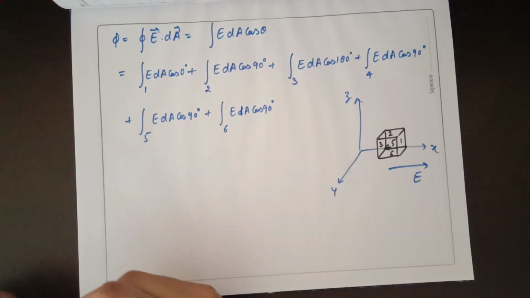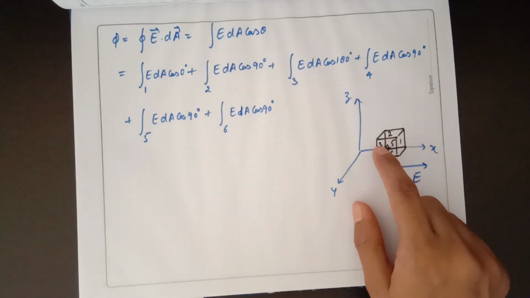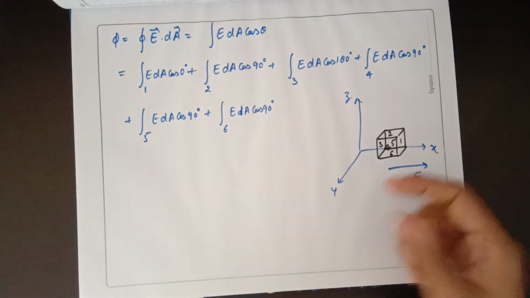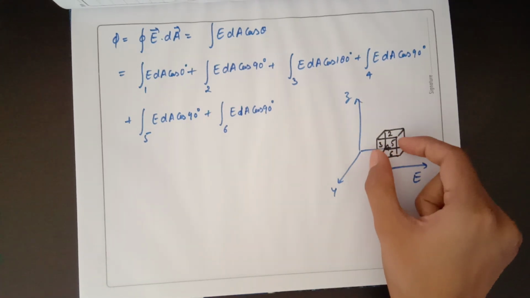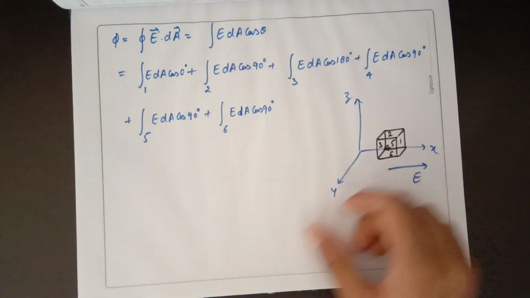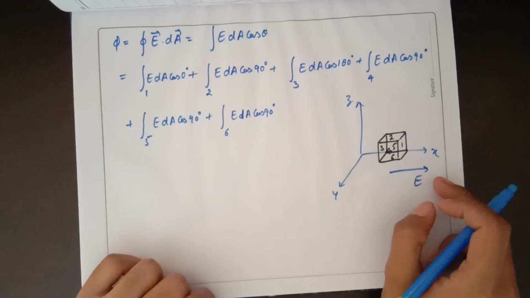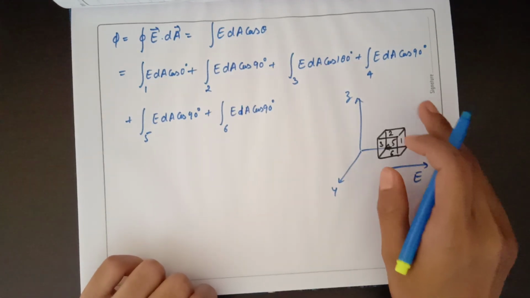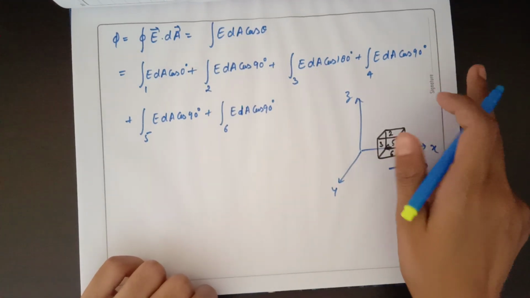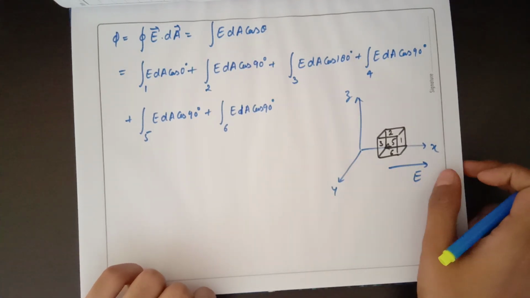So as you can see from the figure, this is the first phase, second phase, third, fourth is this front surface, fifth is the back surface, and sixth is the bottom surface. It is given that the electric field is in the positive x direction, as Ex equals alpha x raised to power half, so E will be in the positive x direction.